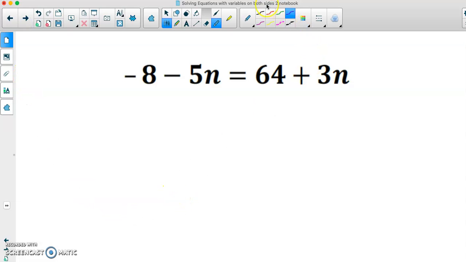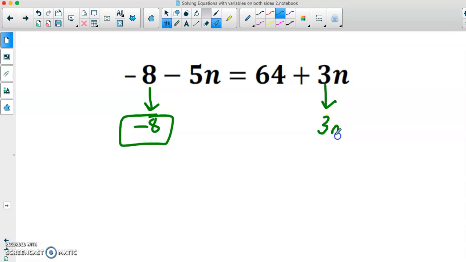All right, next one. Again, we're going to do the box method. Go ahead and pause the video and write this down. We're going to drop the values that are on the end here. Again, one should be a variable and one should be a number that doesn't have a variable on it. So let's put those in a box. And put the 3n in a box, drop it down. Here's our equal sign.